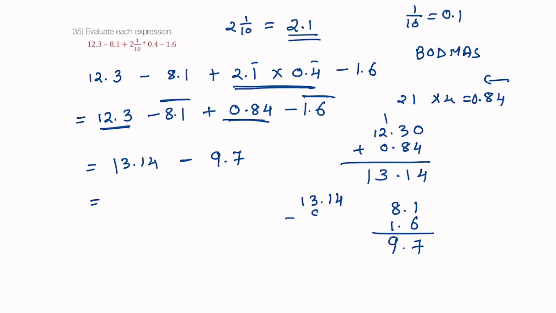13.14 minus 9.7. That's 4 here, 2, 1. That's again 4. 12 minus 9 is 3. Answer is 3.44, a positive sign because the larger number is this. 35 questions down. Wow. The next one.